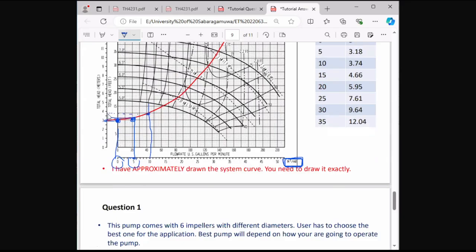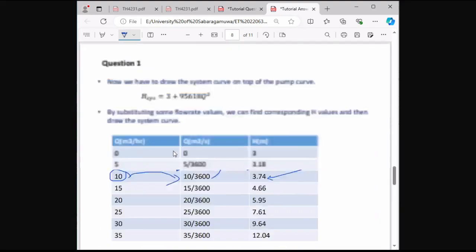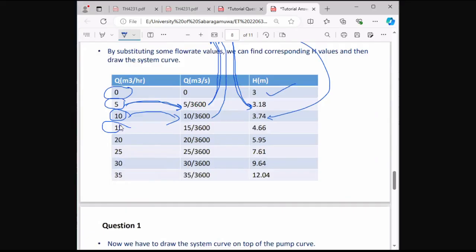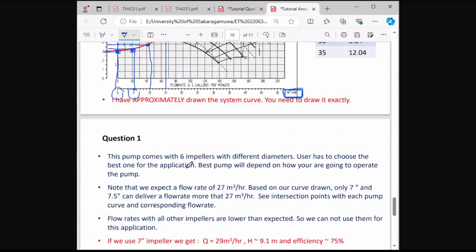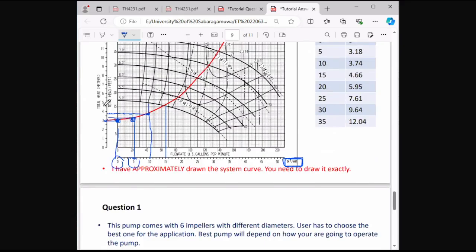Then you can find another point here. Then again you can put 15. 15, you need to convert into cubic meter per second. Then after that you need to add this equation. You will receive this 4.66. Okay. Then 4 here, 4.5 here, 4.6 like this.